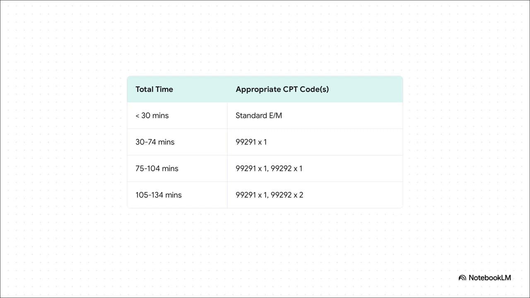Like we said, under 30 minutes is just standard E&M. But once you hit that 30-minute mark, up through 74 minutes, you report the base code 99291 exactly once per day. Now, what if you want to use the add-on code 99292? Well, you don't just need one extra minute past 74, you actually have to cross at least 15 minutes into the next 30-minute block, meaning you need a minimum of 75 total minutes of critical care time to bill 99291 and 1 unit of 99292. Hit 105 minutes? Boom, you get 99291 plus 2 units of 99292. Master this table, and your critical care billing is going to be incredibly accurate.